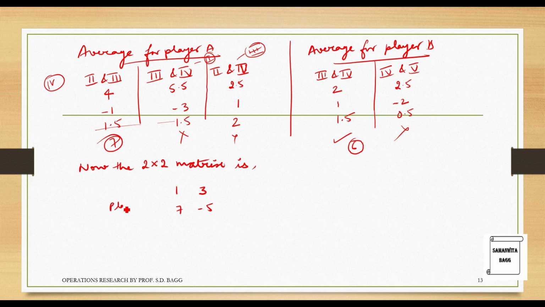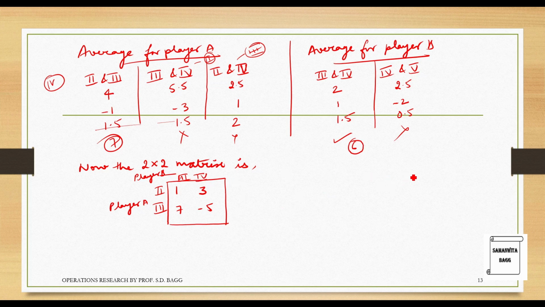Here for player A, the strategy is 2, 3, and for player B, the strategy is 3, 4. So this is for player B. This is the game left, 2 by 2. So what I'll do is, I will first choose the odds method.